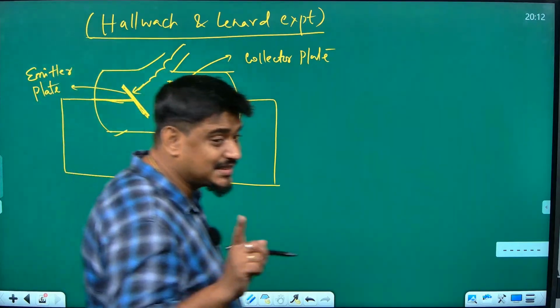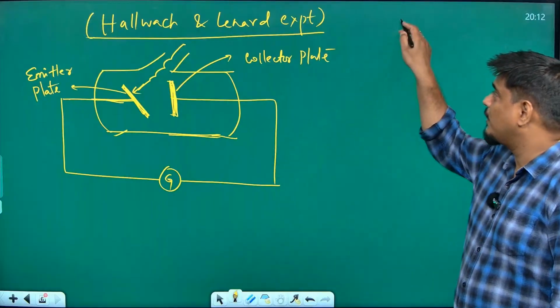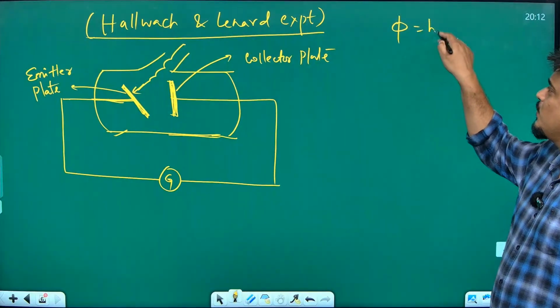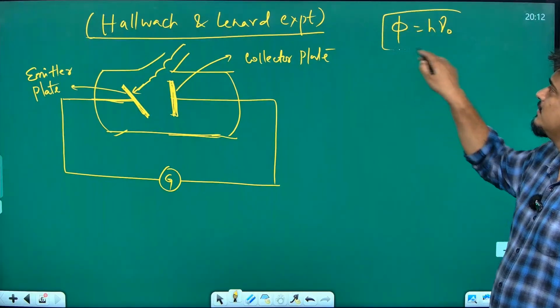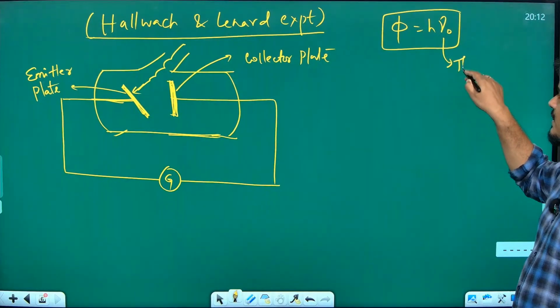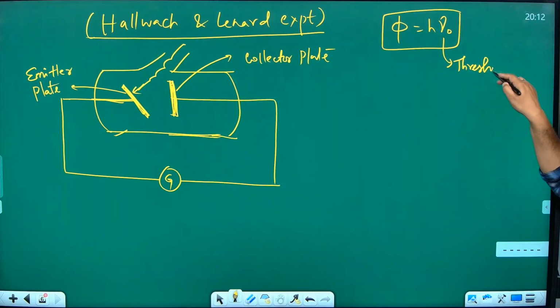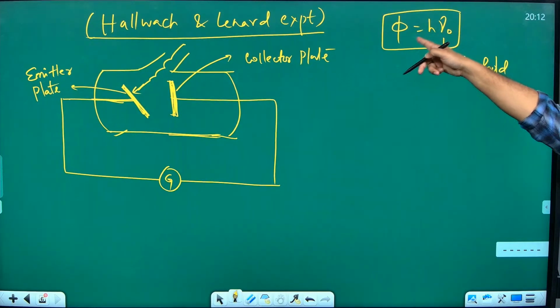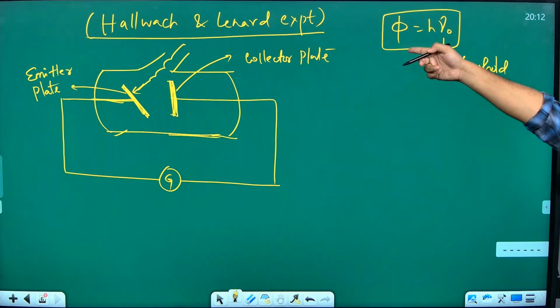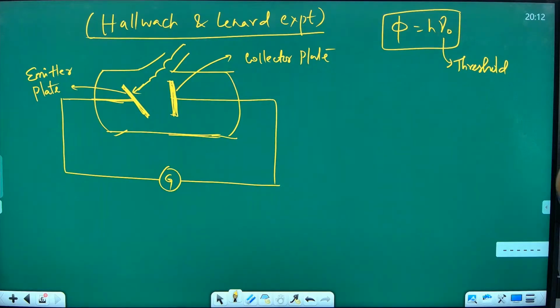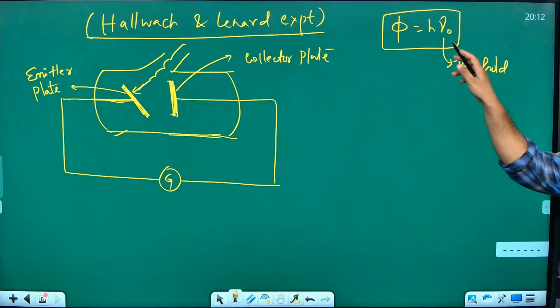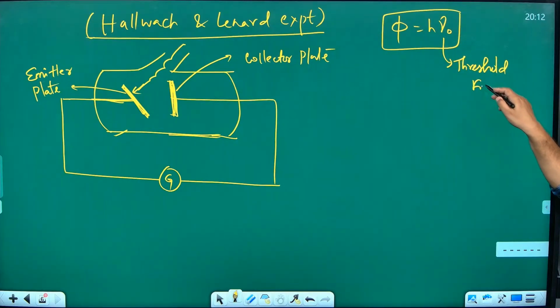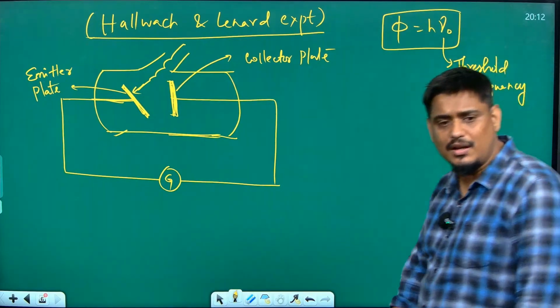So common sense says that work function will become equal to h nu naught, where nu naught is the threshold frequency, isn't it? Because at this minimum frequency, the energy you supply will be called what? Work function. Just before, I gave you the definition of work function: the minimum energy required. So when you multiply the threshold frequency with Planck's constant, what you get is called the work function.